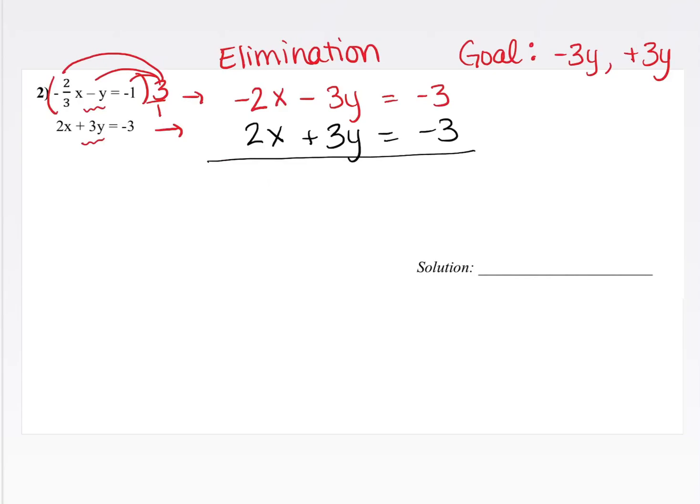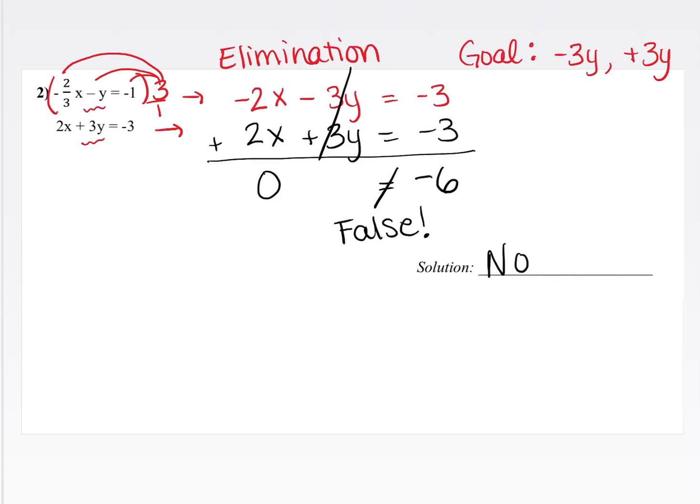And then we can rewrite that second equation again, just the same. Now here we're going to add vertically. Our y variables are going to cancel out. Then we have negative 2x plus 2x. This gives us 0x, or just 0, because remember 0 times anything is 0. And negative 3 plus a negative 3 is negative 6. However, 0 does not equal negative 6. This is false.